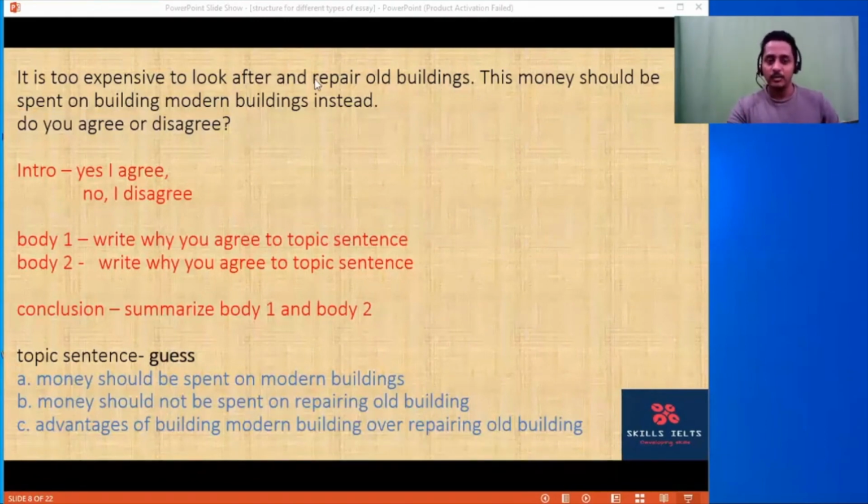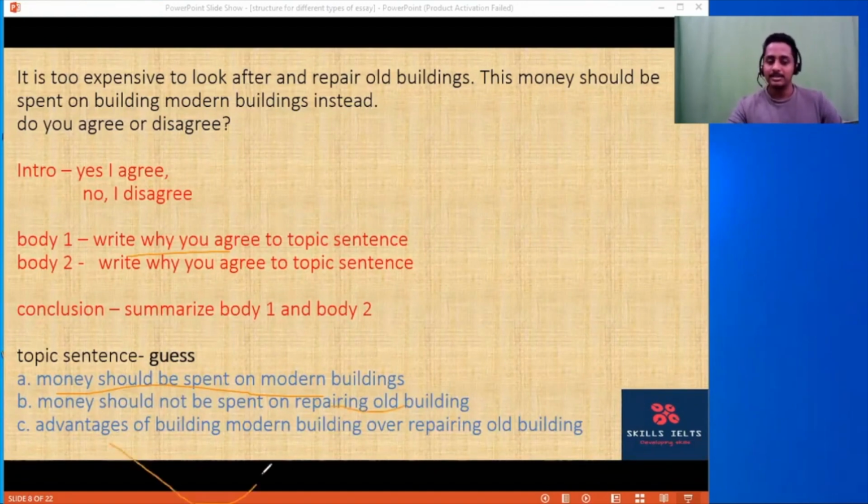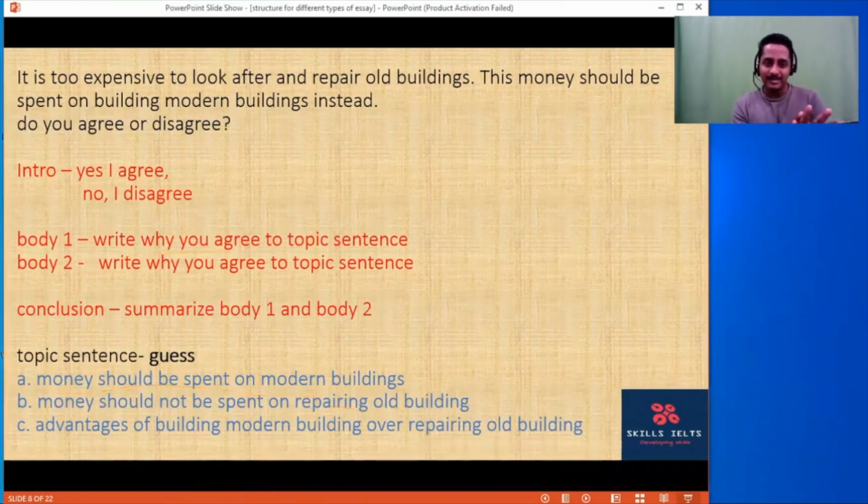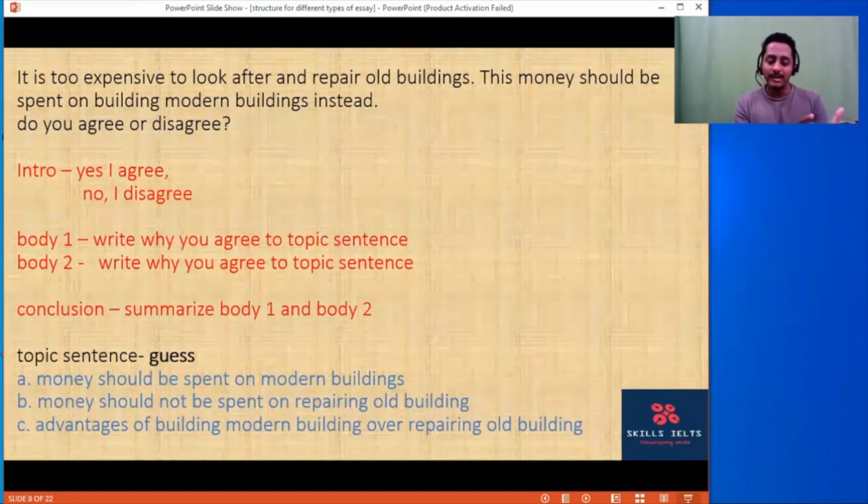If you write, why you agree. In the body one, you write why you agree to money should be spent on modern buildings. Your entire para will be why money should be spent on modern buildings. 0 mark. Why you agree to money should not be spent on repairing old buildings. 0 mark. Why you agree that there are more advantages to building modern building over repairing old building. 0 mark. Then what has to be written? You have to write government has got some money, and that money they should be spending on repairing the old buildings, but instead they should spend it on building the modern buildings. Then you get full marks.